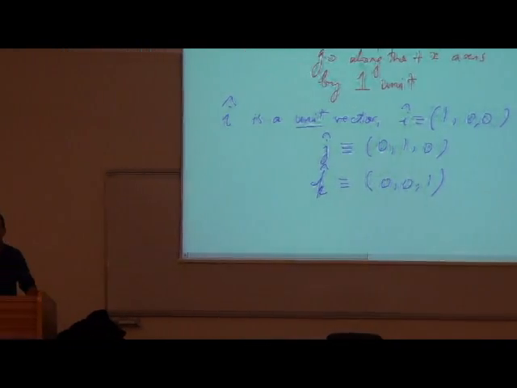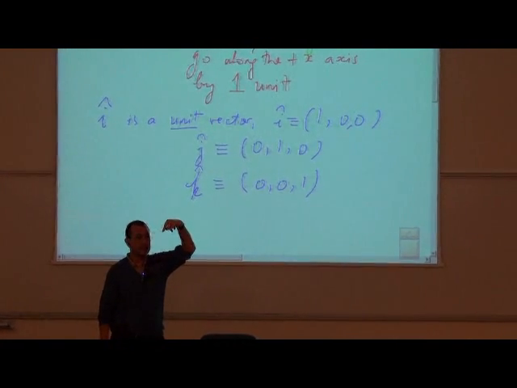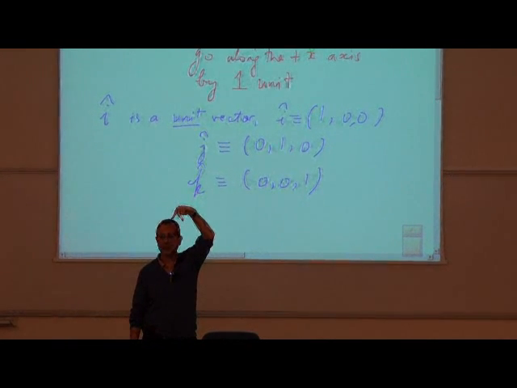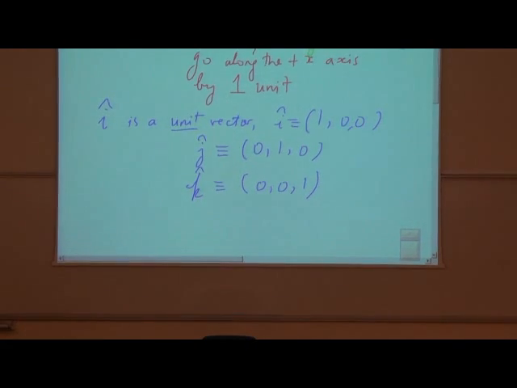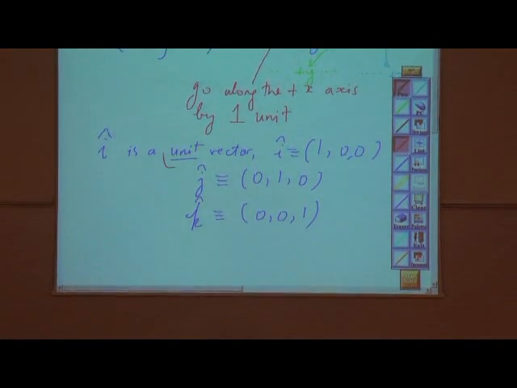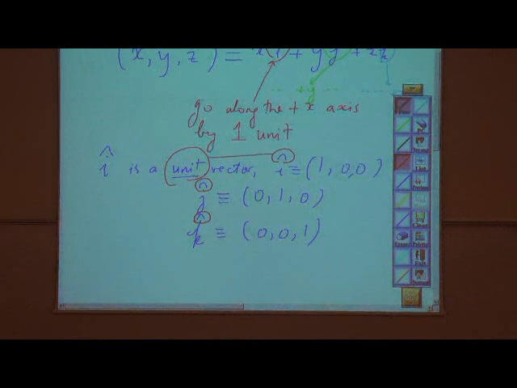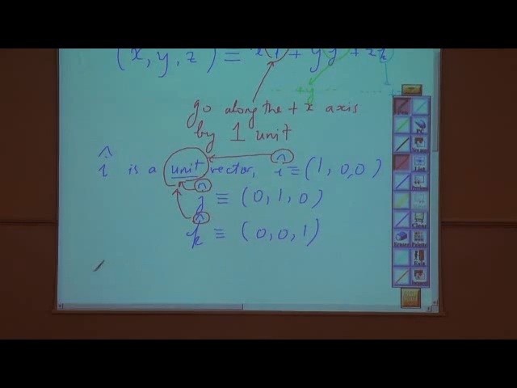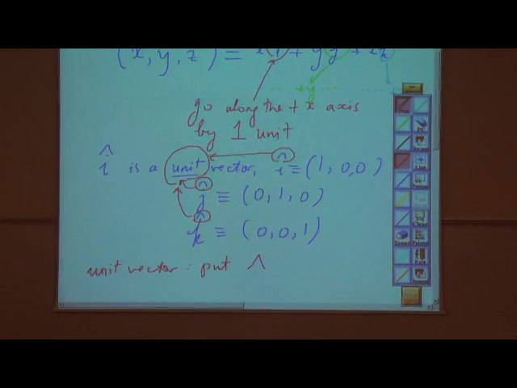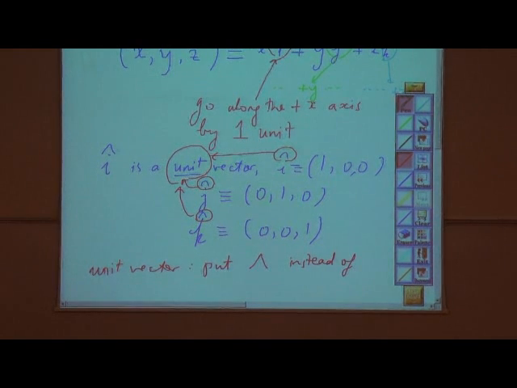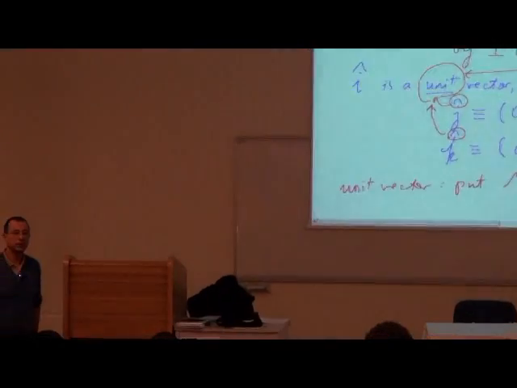Okay, so these I, J, K are the most simple kind of vectors. And notice that I put this hat on the I, this sign, instead of the arrow. That means a unit vector. Okay?